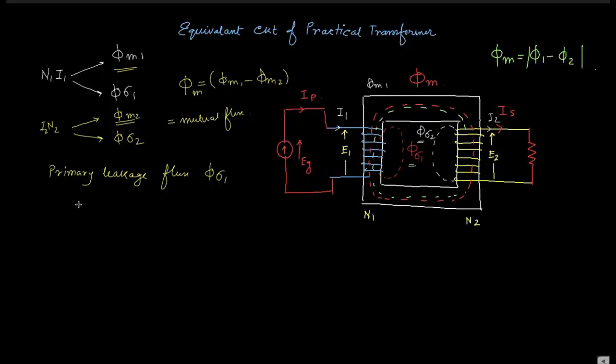The second one is the secondary leakage flux, that is phi sigma 2, and the third one is the mutual flux. In some books it is given as main flux, but the technical term is mutual flux, that is phi m, which is the resultant of phi m1 and phi m2. Did you understand?